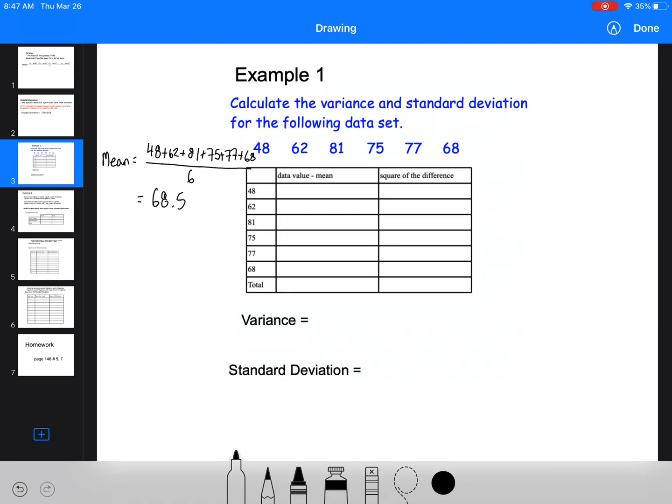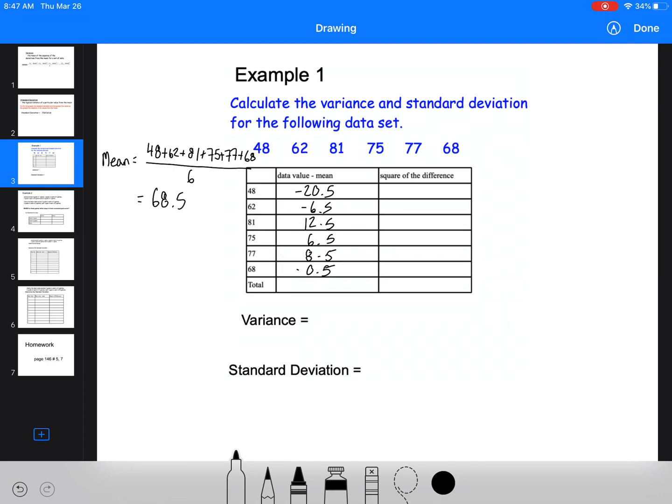Okay, so the data value minus the mean value. So 48 minus 68.5 is negative 20.5. 62 minus 68.5 is negative 6.5. Now 81 minus 68.5 is 12.5. This is 6.5, this is 8.5, and negative 0.5. Now this next column, we're just squaring all of those values.